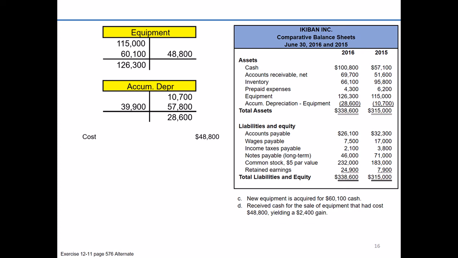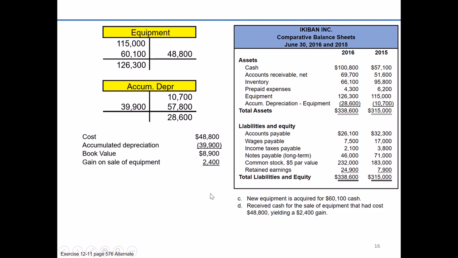Take the cost of $48,800. Remember, if we subtract accumulated depreciation of $39,900, that gets us something called book value. And if I take $48,800 minus $39,900, I get a book value of $8,900. I know you're still saying that's not cash. Another step and we'll get there. Keep in mind, this indicates that the company received a gain on that sale of $2,400.